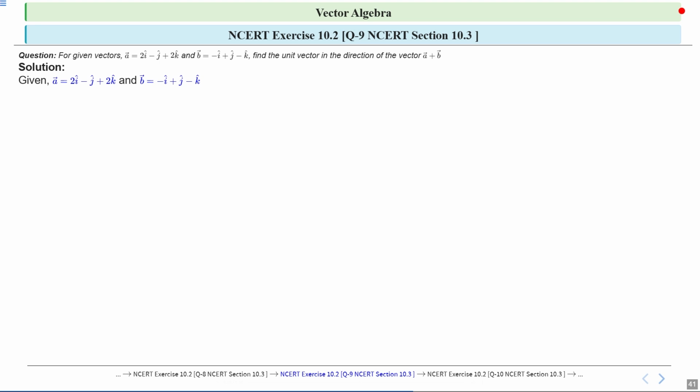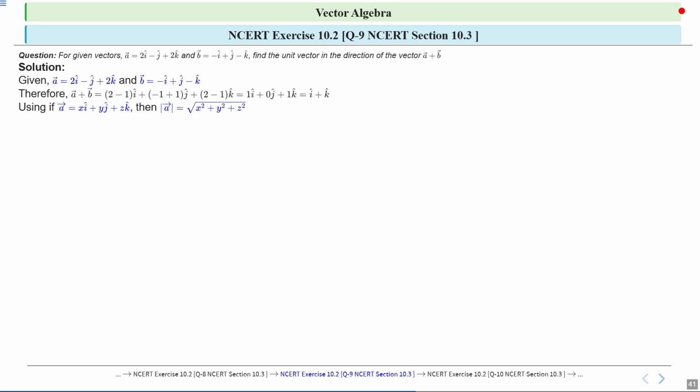So a vector is given as 2 i cap minus j cap plus 2 k cap, and b vector is equal to minus i cap plus j cap minus k cap. Therefore, a vector plus b vector will be equal to 2 minus 1 i cap plus minus 1 plus 1 j cap plus 2 minus 1 k cap, and it will be equal to 1 i cap plus 0 j cap plus 1 k cap, which is equal to i cap plus k cap.